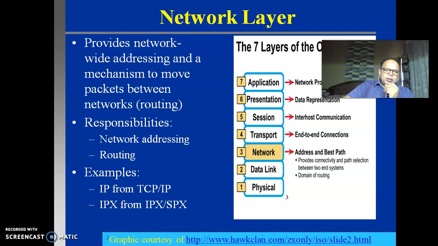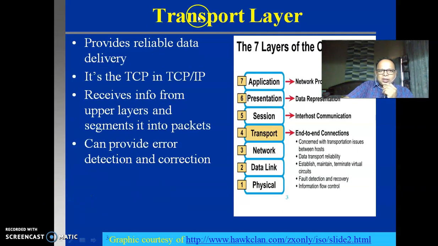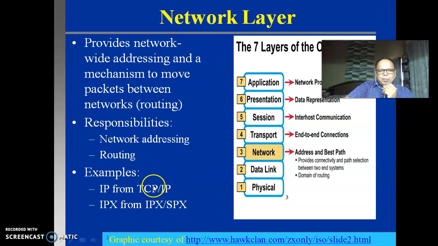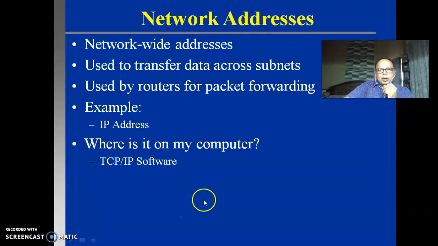Now if you consider the TCP/IP protocol, which is the widely used one, then the IP part comes here. We have seen that the TCP part comes in the transport layer, while the IP, Internet Protocol, part of TCP/IP is actually mapped in the network layer. What are the network addresses? Just now we have seen the concept of addresses. These network addresses are used to transfer data across the subnets. Subnets are the small parts of the entire network. And router is the device used for packet forwarding.